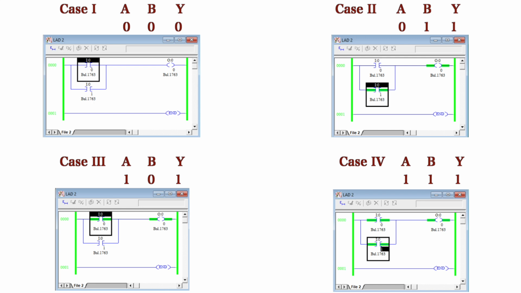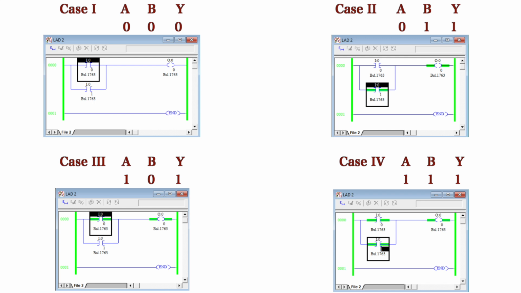In the first case, when both the inputs are 0, the input switches will remain in their open state. So both the switches are open, so the output will be 0. In the second case, when A is 0 and B is 1, the first switch is getting 0 and the second switch is getting 1, which means the second switch will change its state from normally open to closed, and through this path of the second switch we will get the high output. So in that case the output will be high.